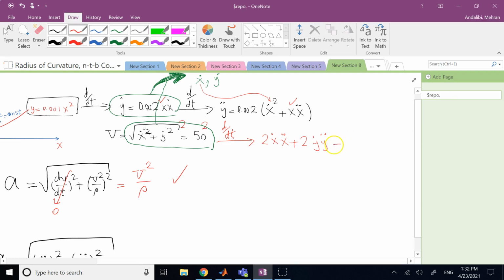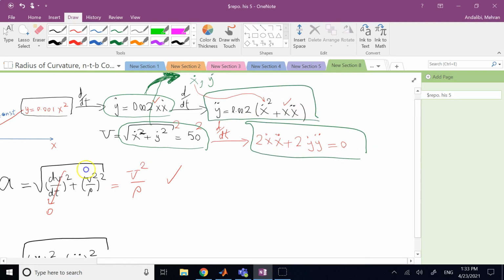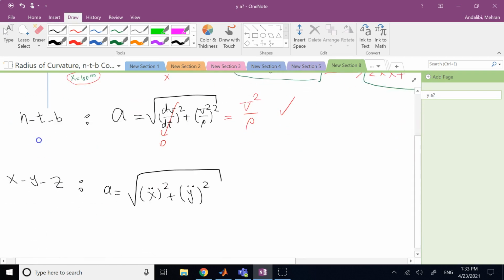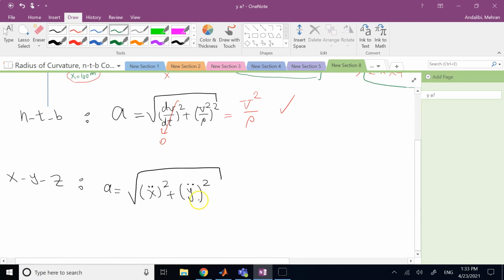Time derivative of constant is 0. And now in this equation, you know x dot, you know y dot, you don't know the double dots. So now you combine these two equations, this one and this one, and now these equations will give you what? These equations will give you x double dot and y double dot. Now you can finally use here to find acceleration.